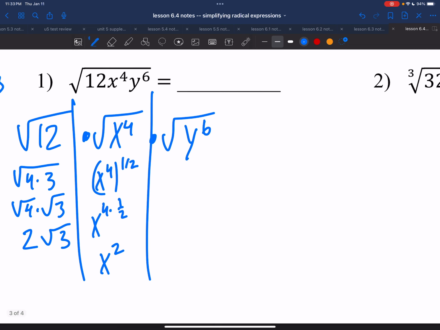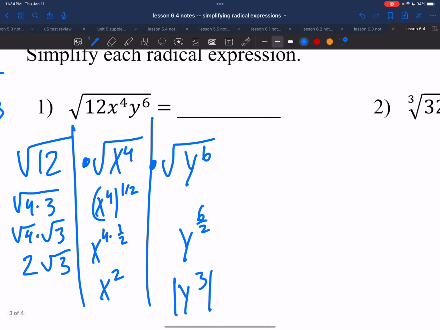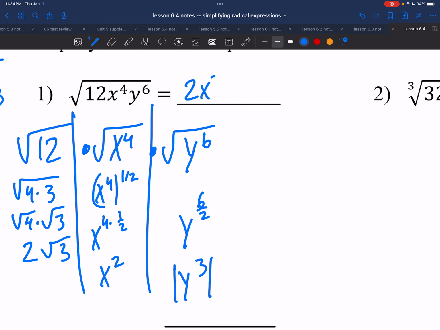But then if you use the shortcut on this one, right? If you say, okay, this is the square root of y to the sixth, then that's just y cubed. Because 2 goes into 6, right, 3 times. So you can kind of just say that this is y to the 6 over 2, so it's y cubed. But this was an even index. By even, it was 2. But the result was odd power. And because of that, we need absolute value bars. So we get that. Okay? Put all of this together, and the answer for number one is 2x squared absolute value y cubed square root 3.